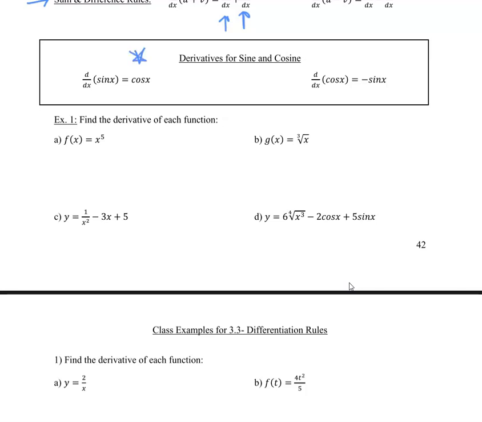All right, let's do a couple of quick examples and then we'll do some practice with these in class. So the first one, we have f of x equals x to the fifth.